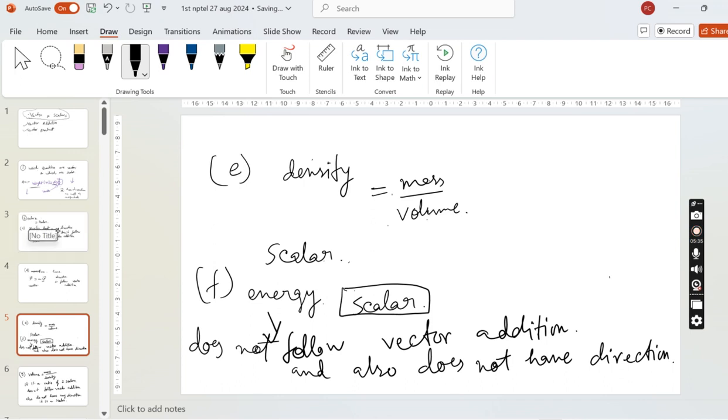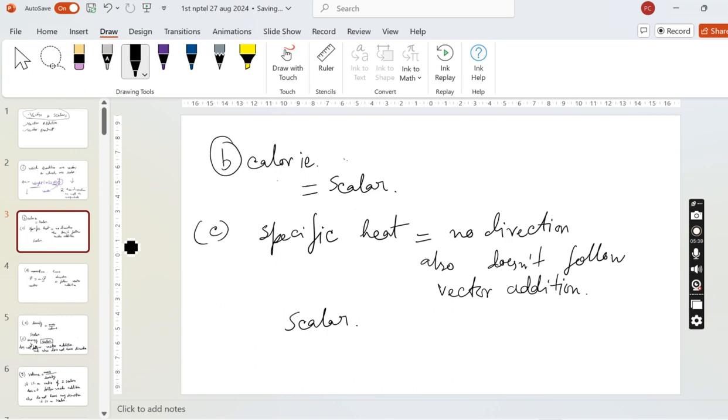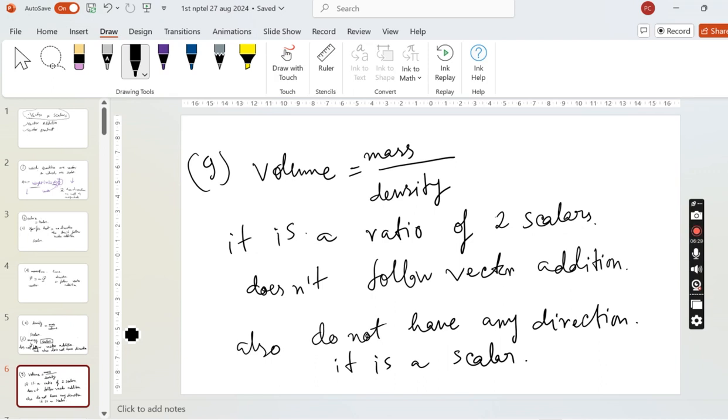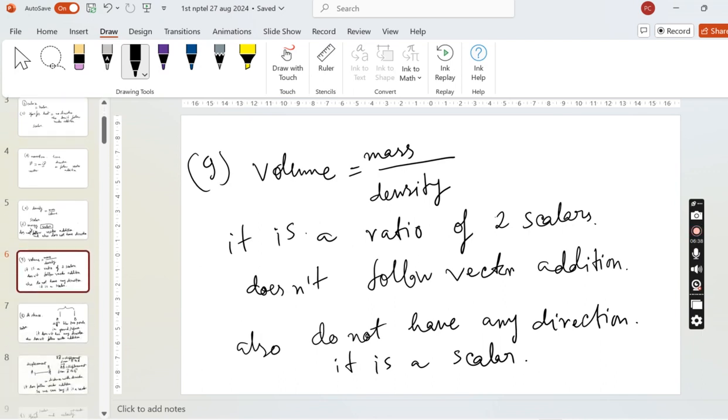You know that the calorie is a unit of energy that creates heat. So 1 calorie is the amount of heat required, at a pressure of 1 standard atmosphere, to raise the temperature of 1 gram of water by 1 degree Celsius. The heat here is the energy. So energy and calorie are both scalar. Volume is mass by density, so it is a ratio of two scalars and doesn't follow vector addition and doesn't have any direction. So volume cannot be a vector.